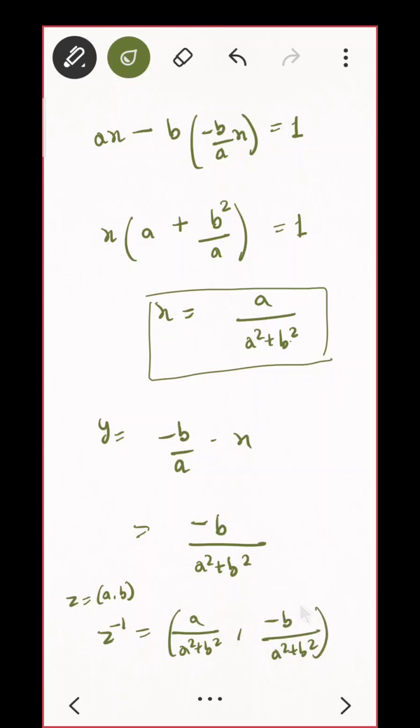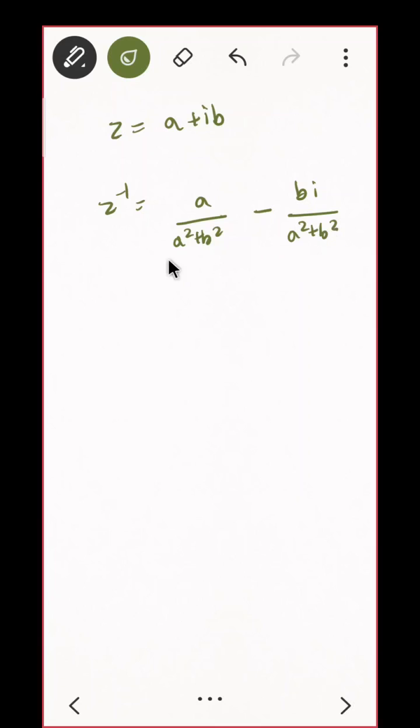Or if you don't like this format of writing, then you can write z equal to a plus ib, then z inverse will be a upon a square plus b square, and it will be minus bi upon a square plus b square. Perfect. Is that clear? Yes.